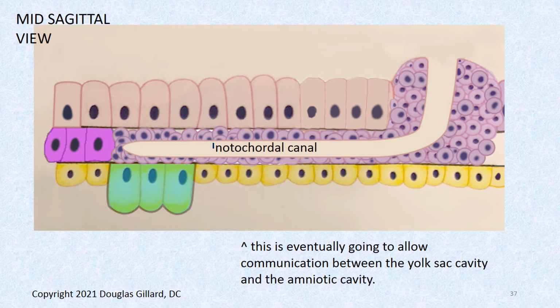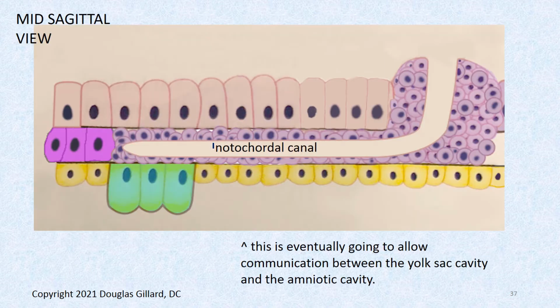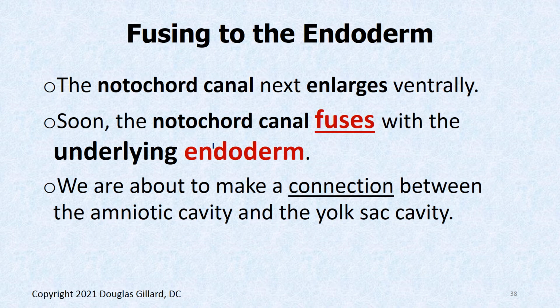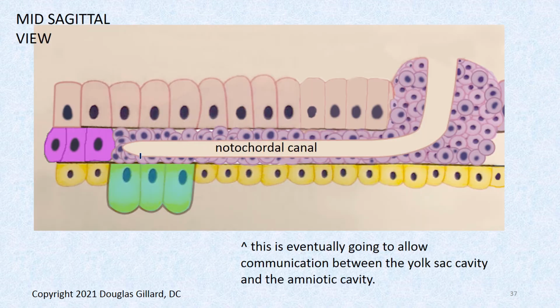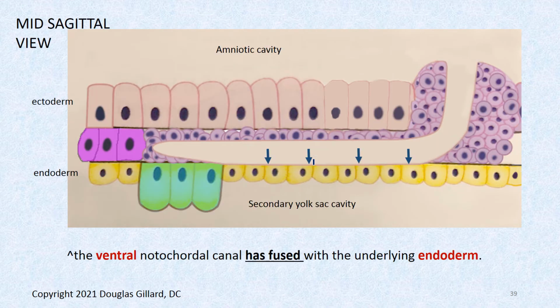In our notochordal process. And yeah, so what happens next? Fusing to the endoderm. So the notochordal canal now increases in size. Basically, all these cells are going to erode, and the notochordal canal is going to come right down here under the newly formed endoderm. It's going to connect to the endoderm, in fact. So it gets big, and then it fuses with the endoderm beneath it. Okay, so there it's gotten big, and it's fused with the newly formed germ layer, the endoderm cells.